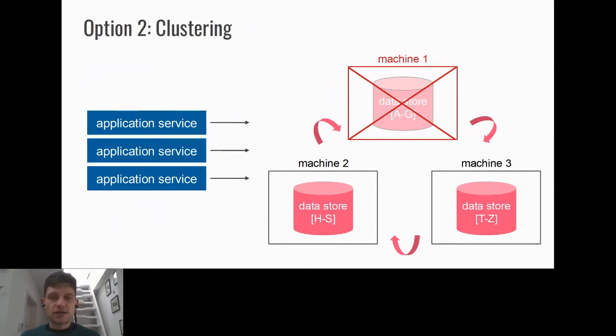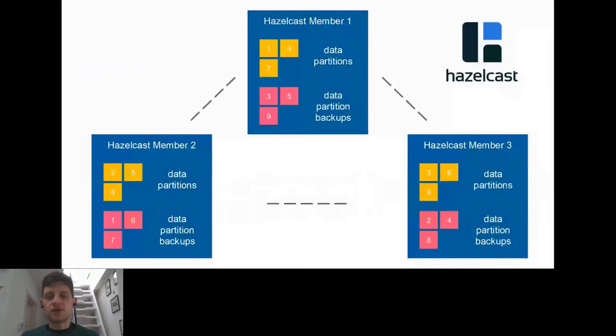So it works like this. If we have 3 members, which are like three instances of Hazelcast, and each of them stores part of the data. So we split all the data by some keys, put some keys in the partitions, and each instance of Hazelcast stores some of the data partitions.